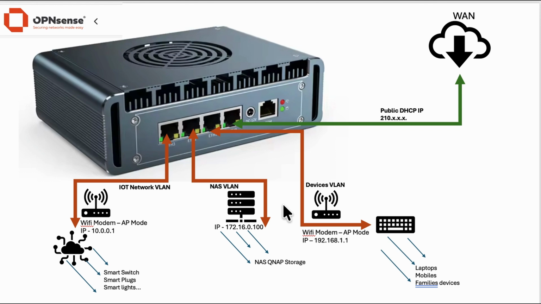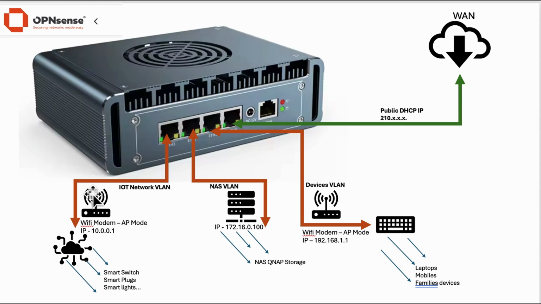So instead of one flat LAN, I have isolated segments for different types of devices. This is my main trusted network. I have a separate IoT, and I have another which is just for my NAS. Now, using VLANs and firewall rules, I can now control how traffic moves between these networks. This gives better security, better organization, and much more visibility into what's happening inside the network.